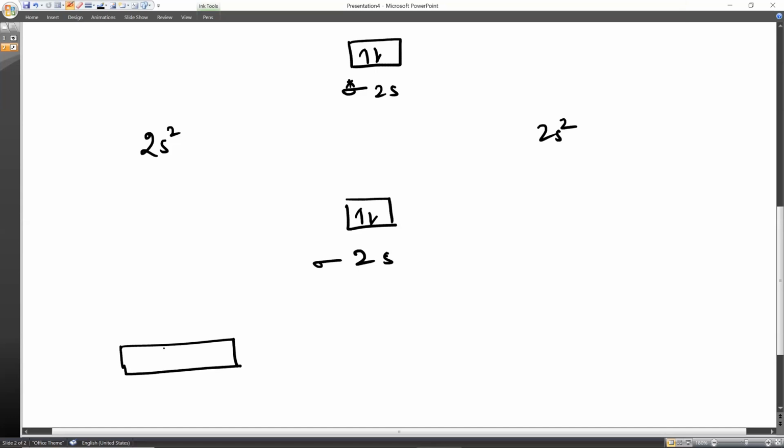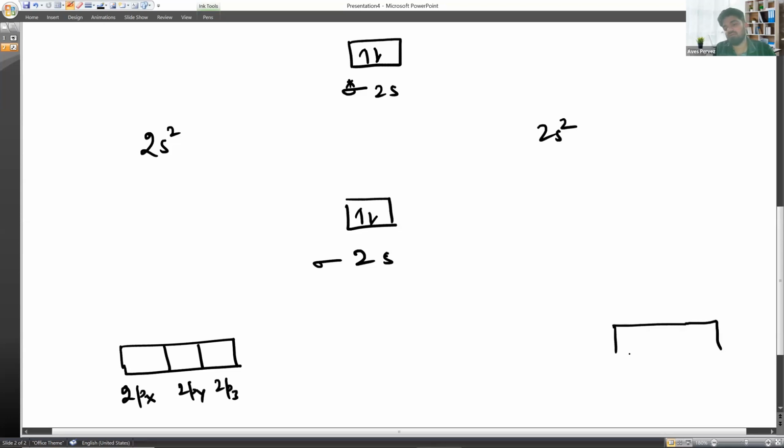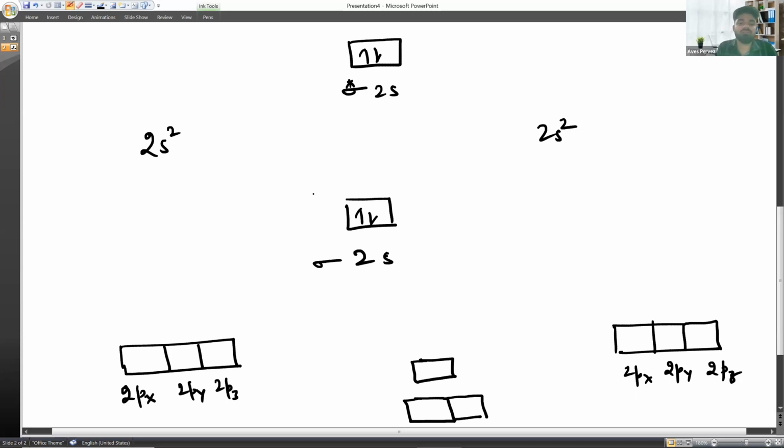So we have 2px, 2py, and 2pz. First the pi bonds will be formed. So here we will have the two same ones in B2, and then we'll have this one. Got it? Like this way, and similarly this is the same for all.